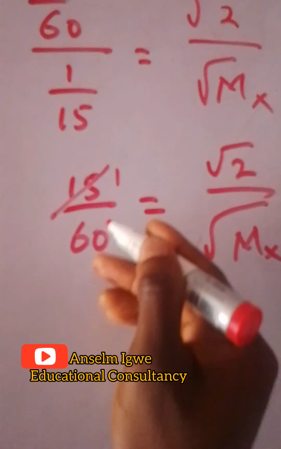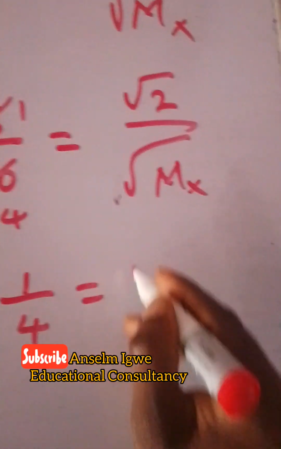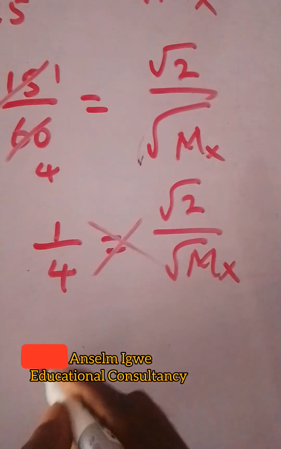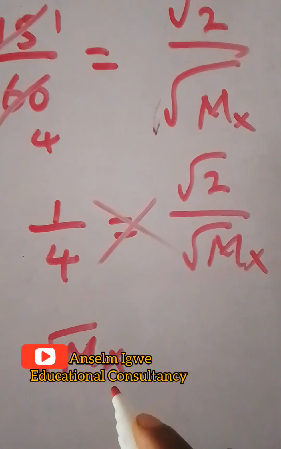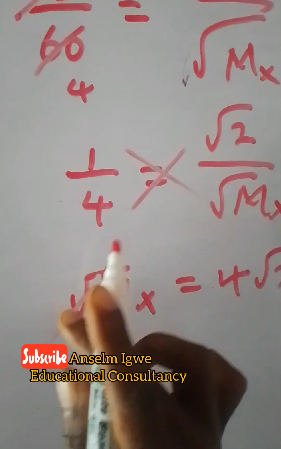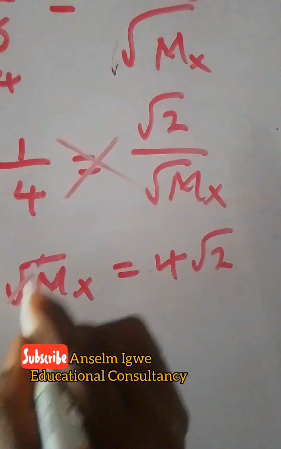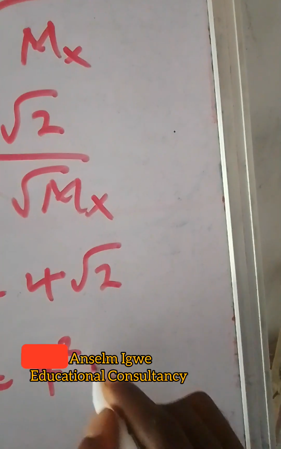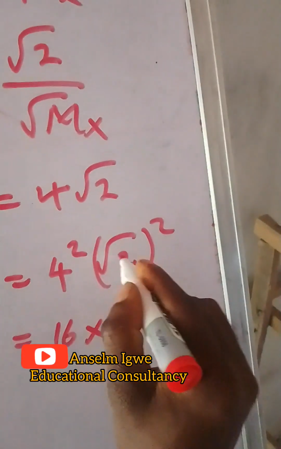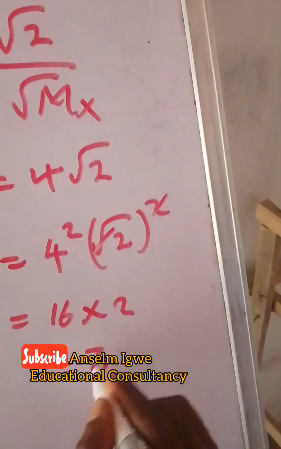15 divided by 15 is 1, and 60 divided by 15 is 4. So 1 over 4 is equal to square root of 2 over square root of mx. So when you clear the fraction, square root of mx times 1, the same thing, equals 4 square root of 2. So when you remove the square root here, it remains mx. The square root goes here to become square. So 4 square is 16, square root of 2 square is 2, and the answer is 32, the same thing.